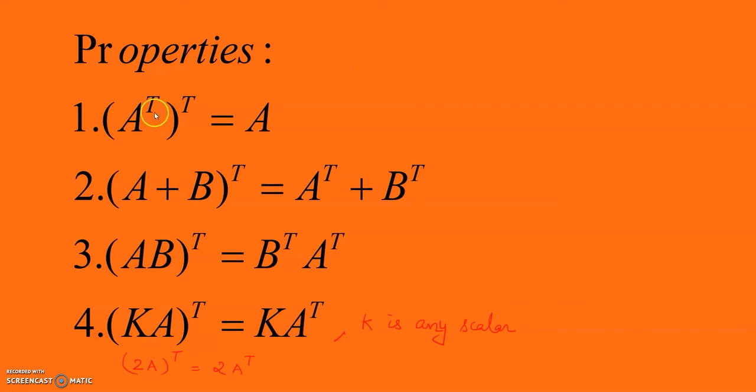First one is A transpose whole transpose equals A, that is, the transpose of a transpose matrix is the given matrix. A plus B whole transpose and A transpose plus B transpose both will be equal. AB whole transpose or B transpose into A transpose will be equal. K into A whole transpose is equal to K into A transpose, where K is any scalar.